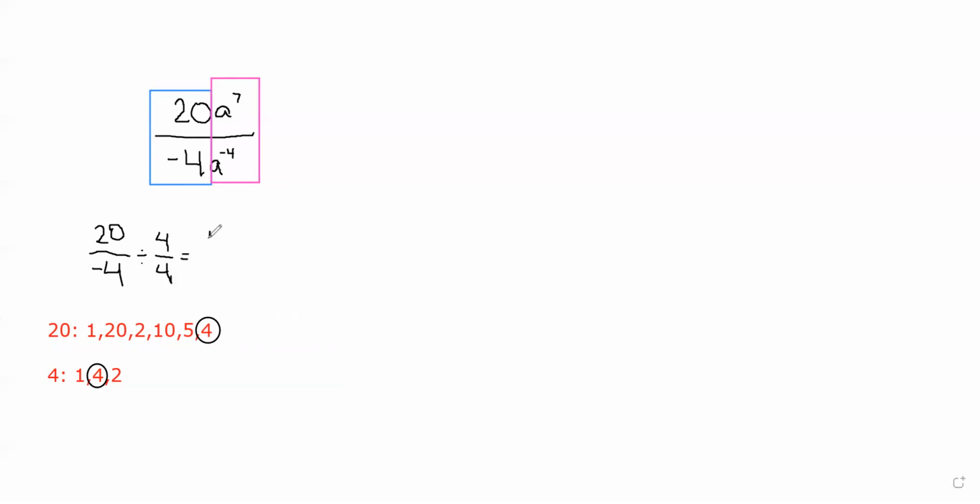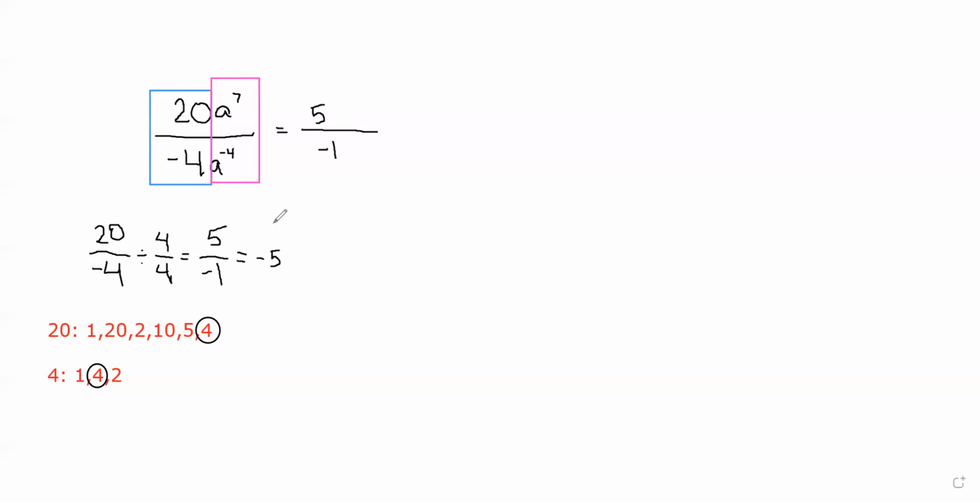20 divided by 4 is 5, which is the long way because that's what this is in the first place, 20 divided by 4. And negative 4 divided by 4 is negative 1. So 5 over negative 1 is just negative 5, right? So in our final answer here, I've got negative 5 over 1, or you could do 5 over negative 1. It really doesn't matter if you want to be consistent.